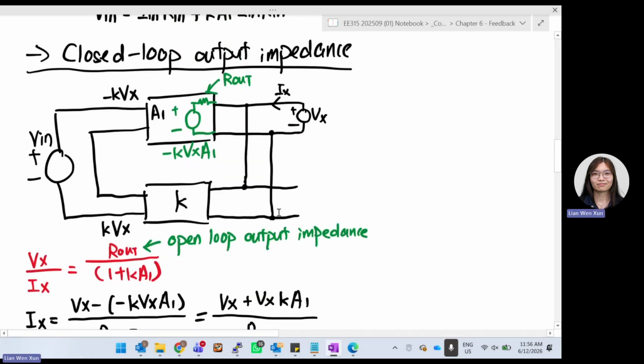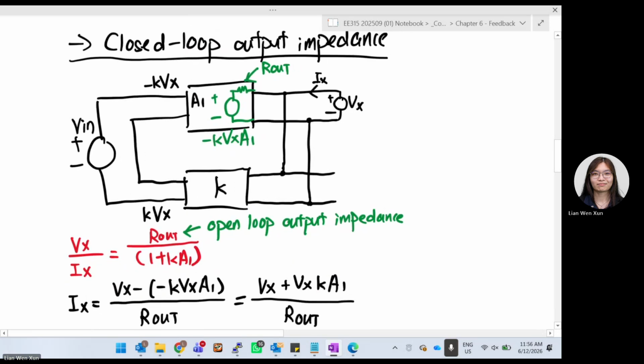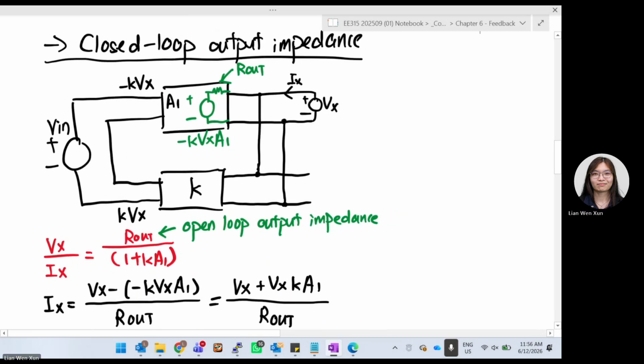As for closed loop output impedance, we retain the whole circuit. But to find the output impedance in the closed loop, we will need to model it a little bit. We will need to add a voltage source, because when we want to find the R out last time, we apply a test voltage, an ideal voltage source at the output. So now similarly, we will put an ideal voltage source at the output.